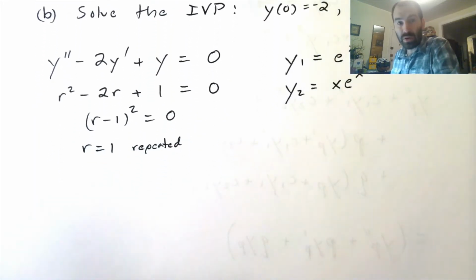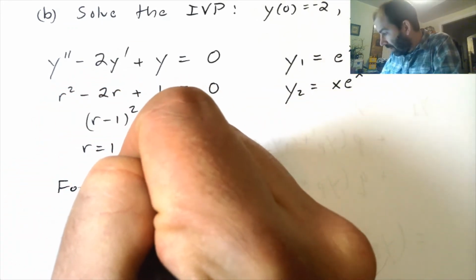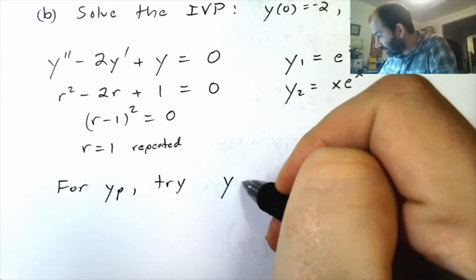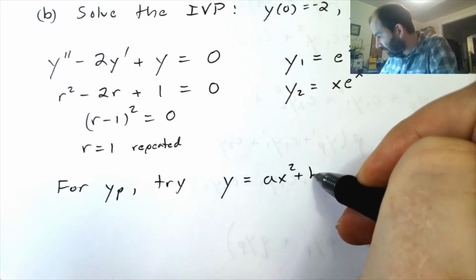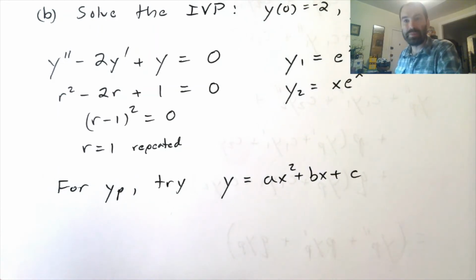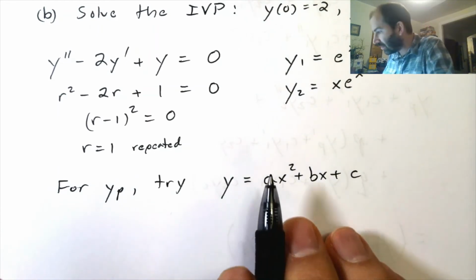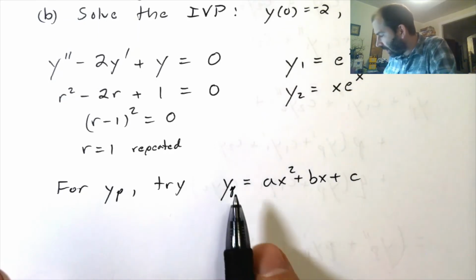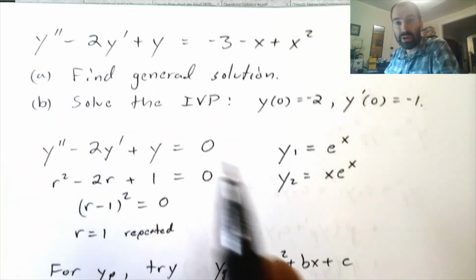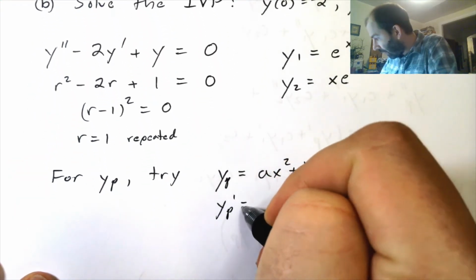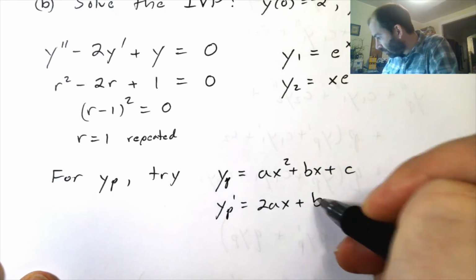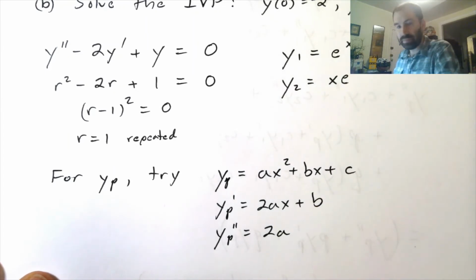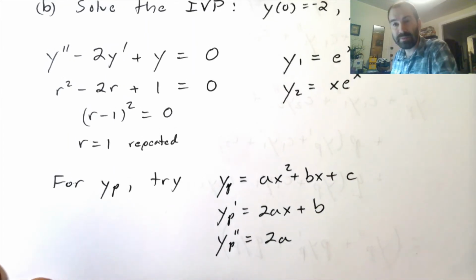Okay, so for yp, we're going to try ax squared plus bx plus c. Well, let's just see if we can get this to work. So I'm going to have to compute its derivatives to plug them in here. So yp prime and yp double prime. Okay, let's plug that stuff in.